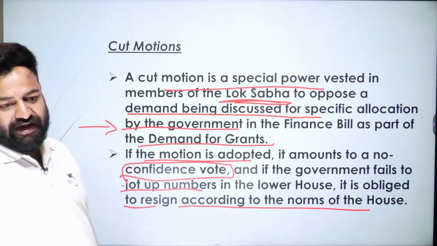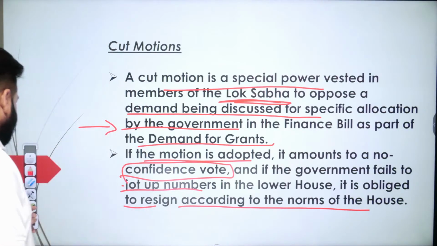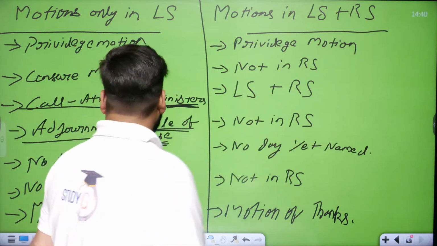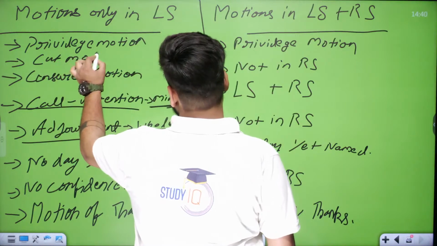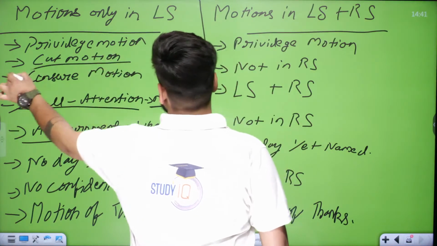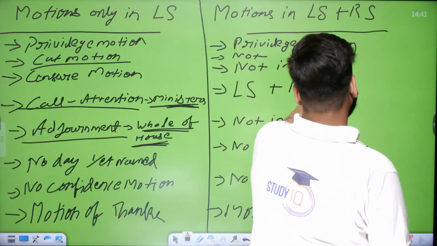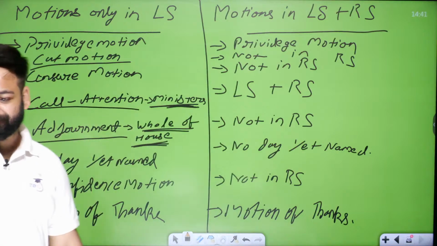So what is that? Cut motion. And firstly, cut motion can be initiated where? Only and only in Lok Sabha. So here we go. Cut motion: only Lok Sabha and not in Rajya Sabha. The basic difference.